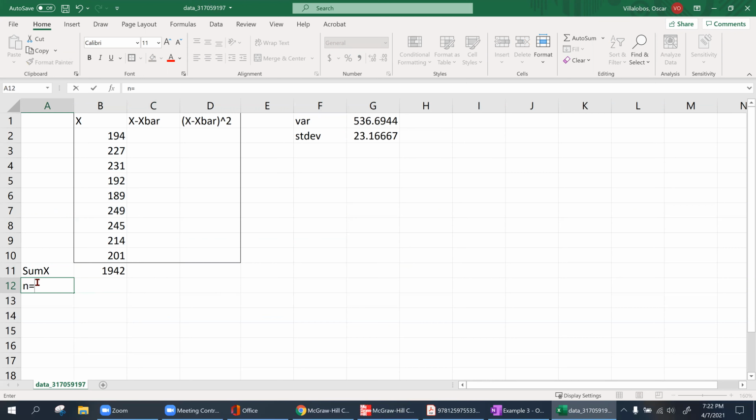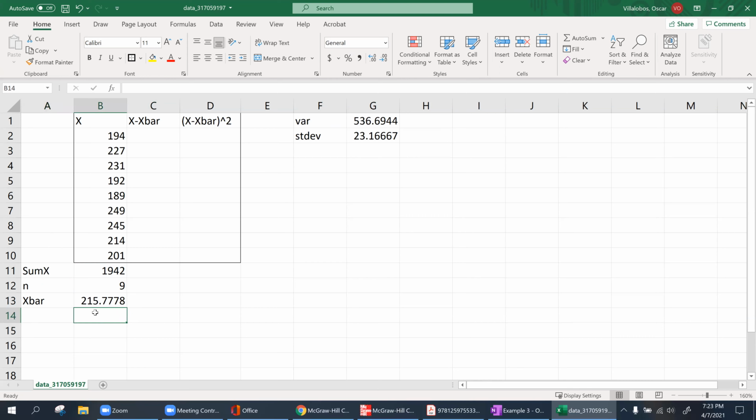My n, what was my n? How many values I had there. That was 9. So this is 9, and we said we can find x bar by getting the sum of x. So equals sum of x divided by 9. And that's just my average.